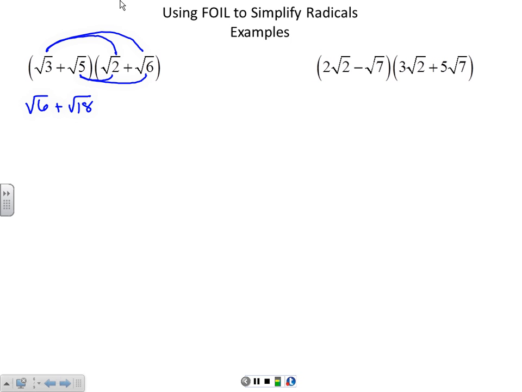So the square root of 5 times square root of 2 is going to be the square root of 10. Square root of 5 times square root of 6 is going to be the square root of 30.